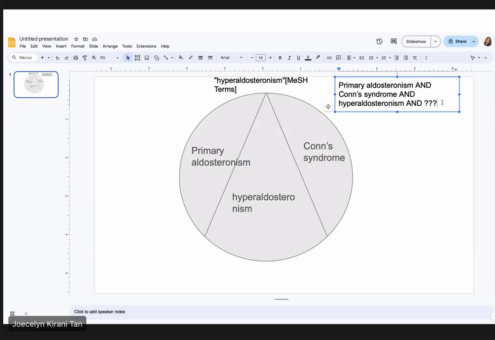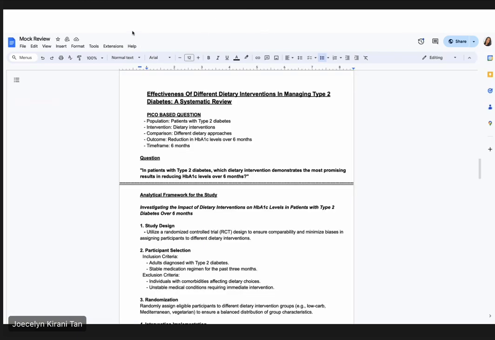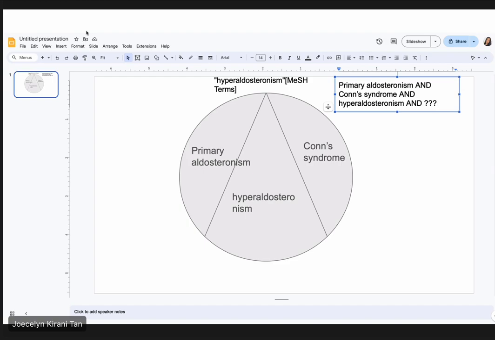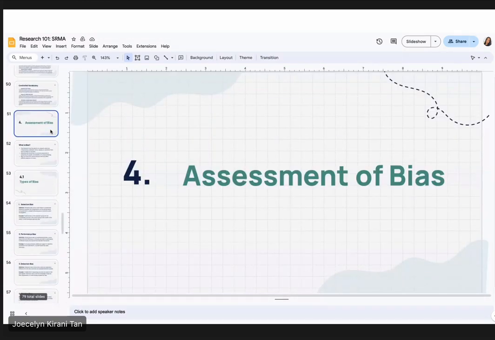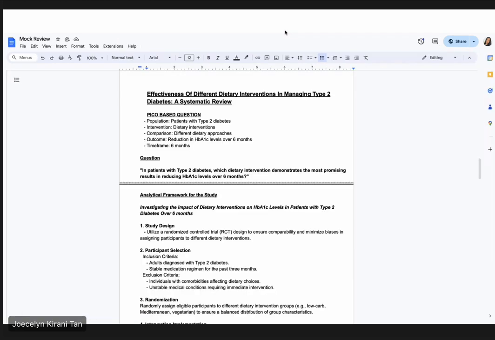Okay, great. So it seems like everyone understands. That's good. I can't believe it's been an hour. I guess we can quickly run through the mock review, and then we can call it a day for search strategy, and next time we can come to assessment of bias.